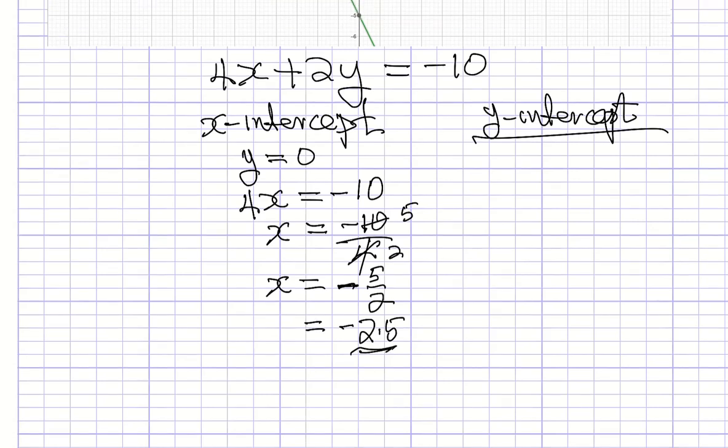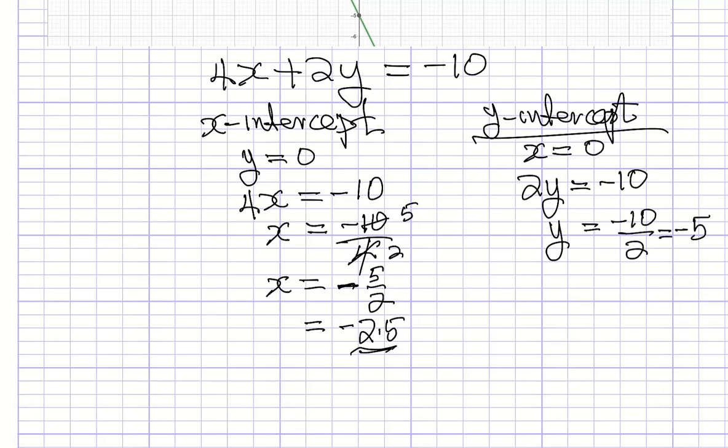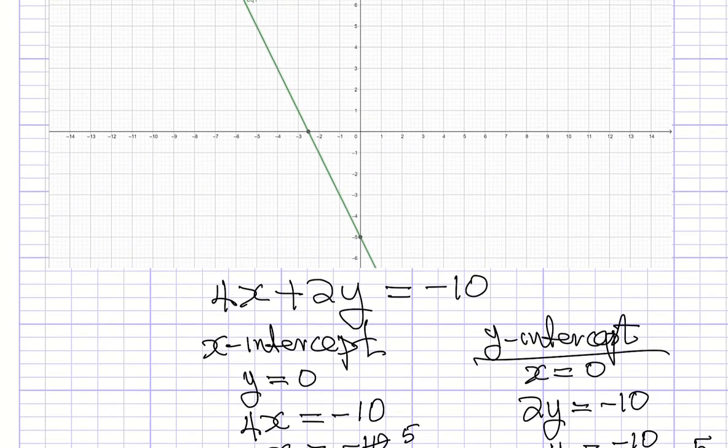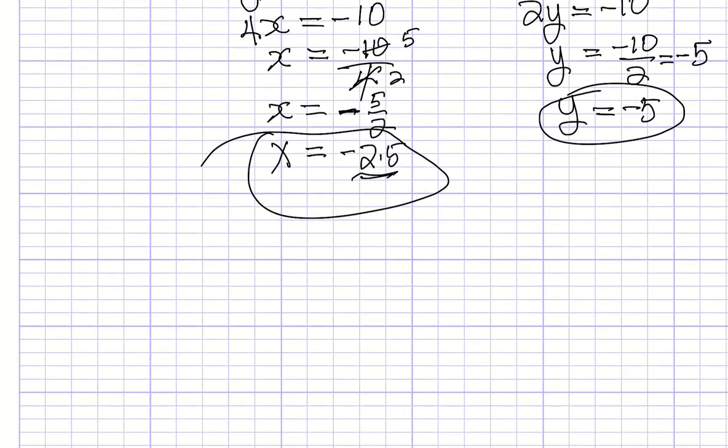Let's do the y-intercept too by setting x equals 0, and then we'll solve for y. 2y equals minus 10. Y then equals minus 10 over 2, which is minus 5. So y equals minus 5, see? And x equals minus 2.5. Another way to write this is minus 2.5, 0, that's the ordered pair, and 0, minus 5.